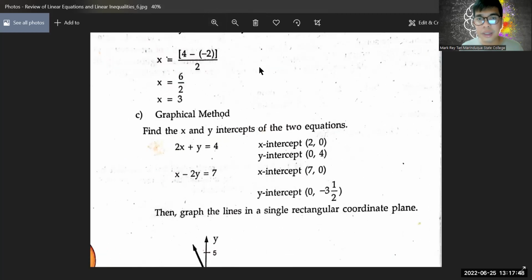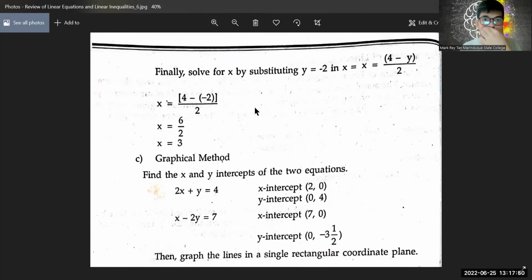Okay. So, ganun lang din, no? Nakuha na natin yung value ng y as negative 2, so substitute na lang natin yung value ng y sa negative 2, in which ang nalabas na sagot is 3. So, same lang siya, no? Whether you use elimination or substitution method, same lang yung solution set ng example natin.